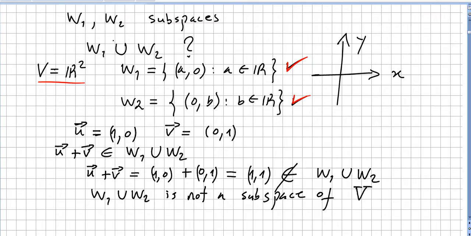So we saw in the previous video that the intersection of any family of subspaces is a subspace, but here we see that the union of two subspaces, in general, is not a subspace. Sometimes you might get a union that is a subspace, but in general you don't. Okay, we can find two subspaces like W1 and W2 where the union is not a subspace of the vector space.